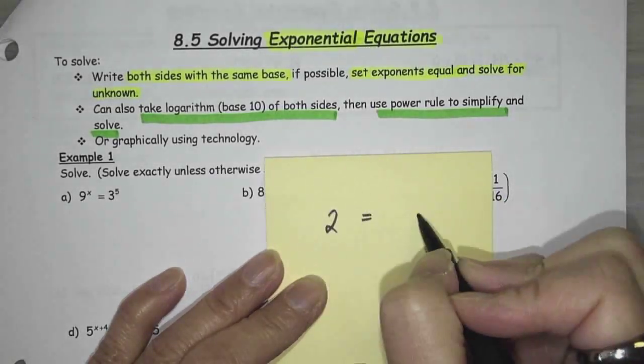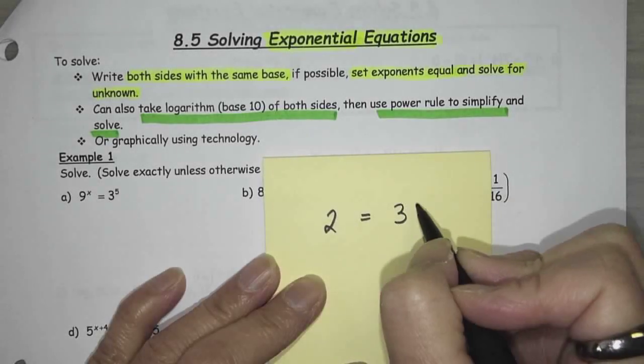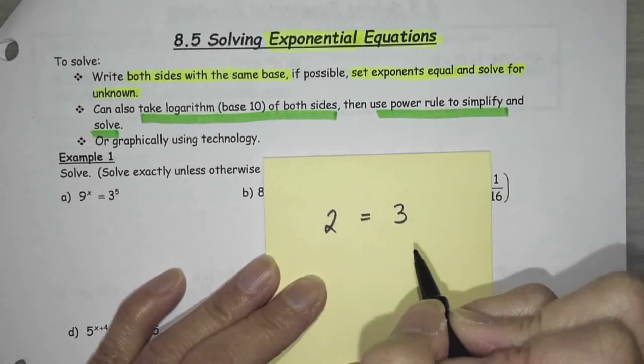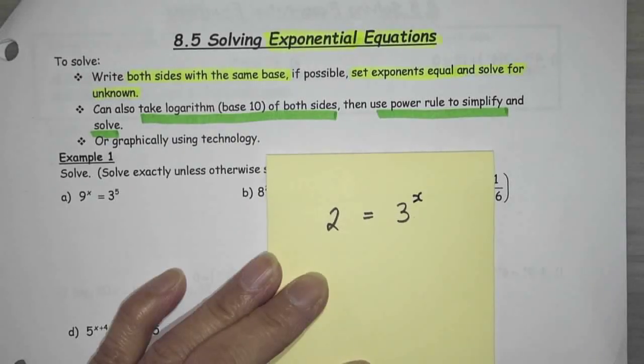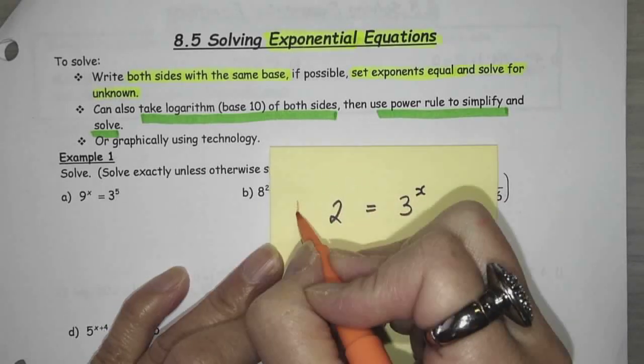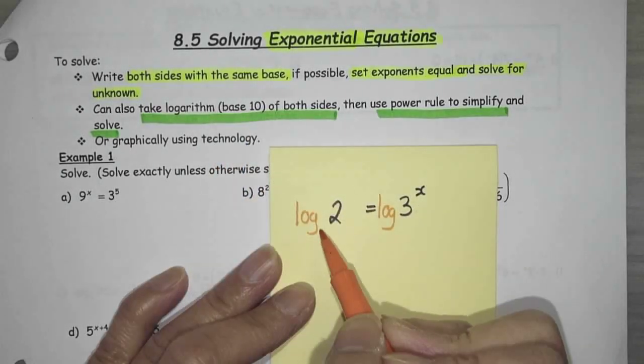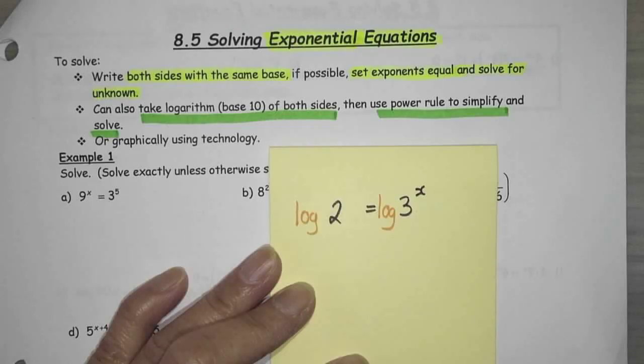Strategy 2 is what if I have something like this? 2 equals 3 to the x, like this. And I go, okay, but I can't change those to the base of 2. I can't change them both to the base of 3. I cannot make them both the same base. So one strategy is we would log both sides. You are allowed to log both sides. They said base 10 because why choose a different base? Why do base 7 if you can just do base 10?